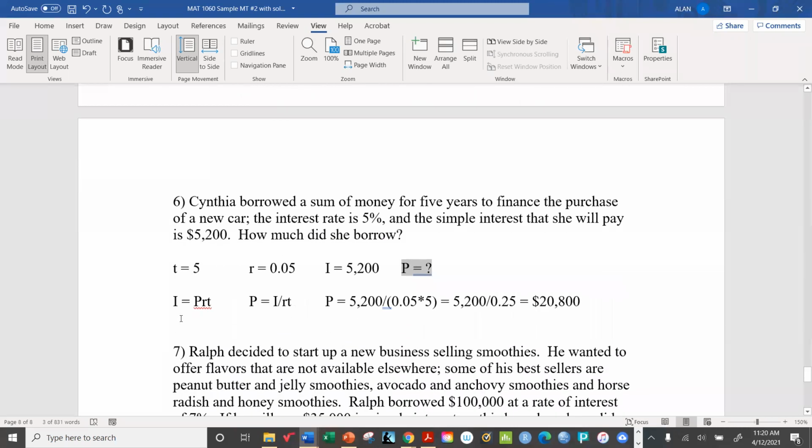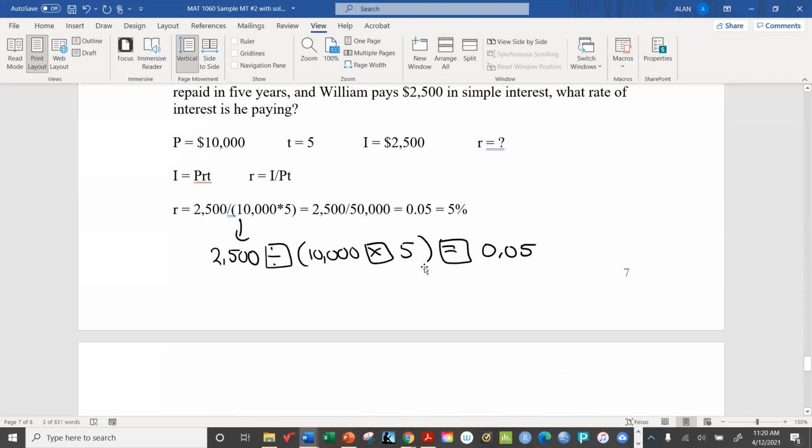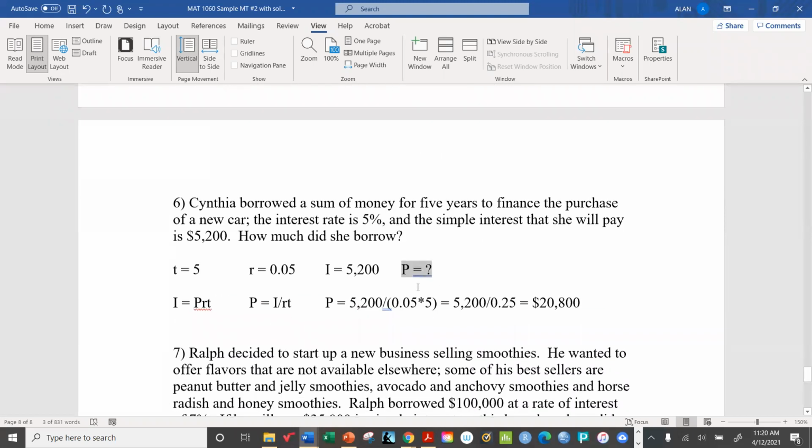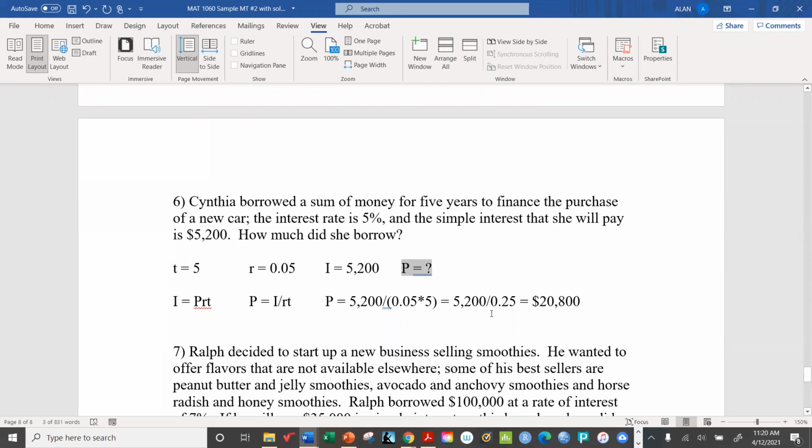So if we go back to our simple interest formula, we have I equals PRT, but then algebraically, P equals I over RT. So in the numerator, we have 5,200. In the denominator, we have 0.05 times 5. So again, you can use this approach, or else you can simplify the denominator, and you'll see that you have 5,200 over 0.25, which gives me an answer of 20,800. So that means Cynthia has borrowed $20,800 to buy the car.